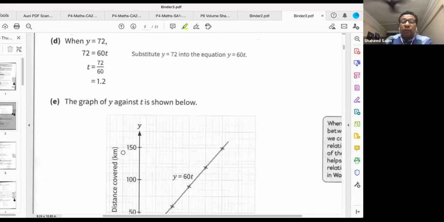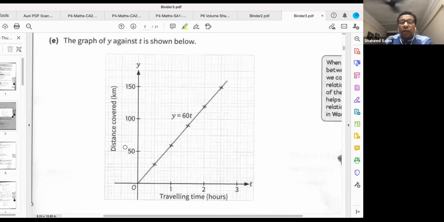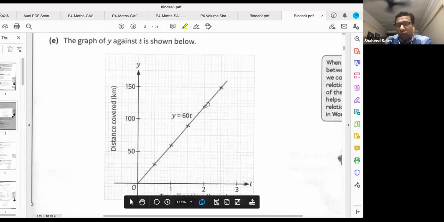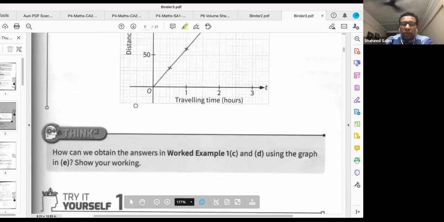Okay, we move on. If you were to draw the graph, it will be like that. It will be a straight line. Then you can see 1 hour spent, 60 km travelled. 2 hours spent, 120 km travelled, and so on and so forth. Let's move on to the next one.